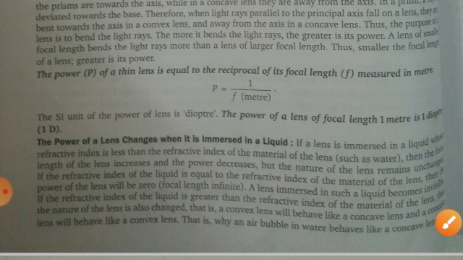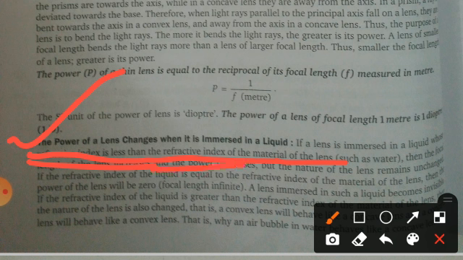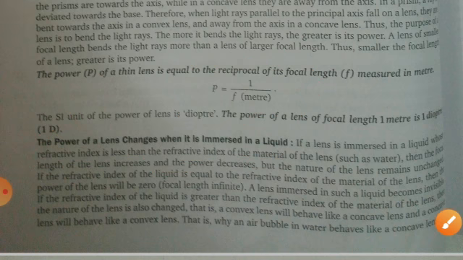The power of a lens changes when it is immersed in a liquid. Now what is the effect on the power when you immerse the lens in a liquid? If a lens is immersed in a liquid whose refractive index is less than the refractive index of the material of the lens, such as water, then the focal length of the lens increases and its power decreases, because, as we already discussed, power and focal length are inversely proportional to each other from this formula. But the nature of the lens remains unchanged.